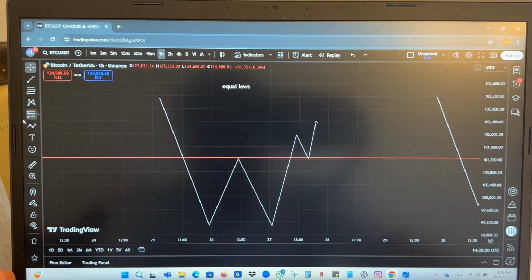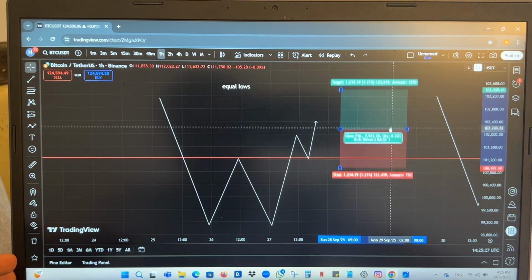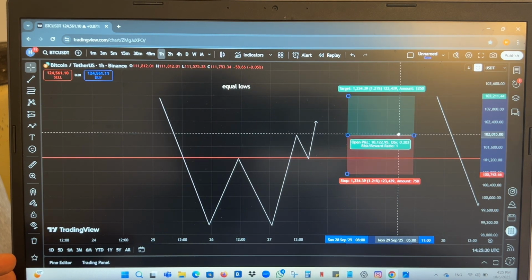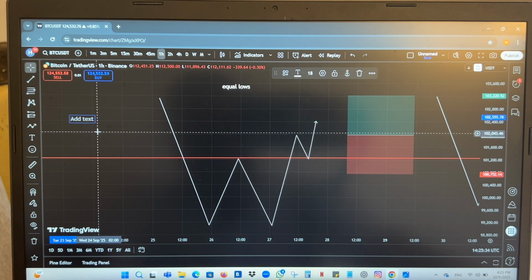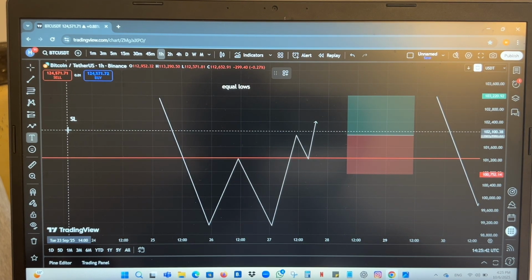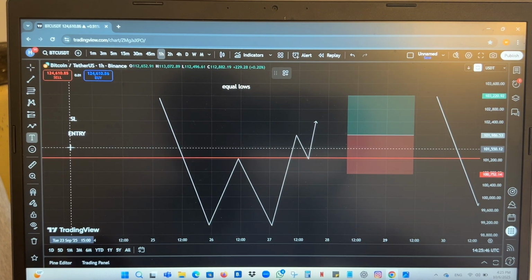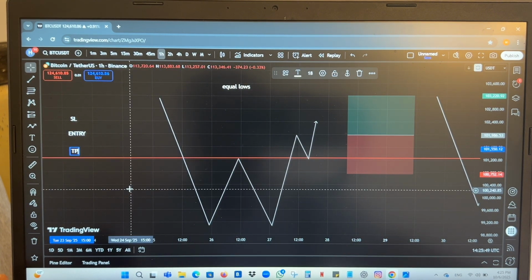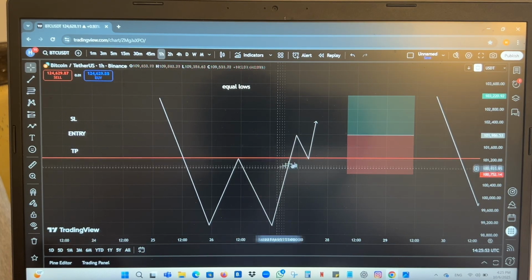In this case, we are going to use a long position. So we'll keep it over here for now, and we'll type out the crucial points we need to talk about. We need to talk about the stop loss, the entry point, and then the TP. These three are the crucial points we need to talk about.